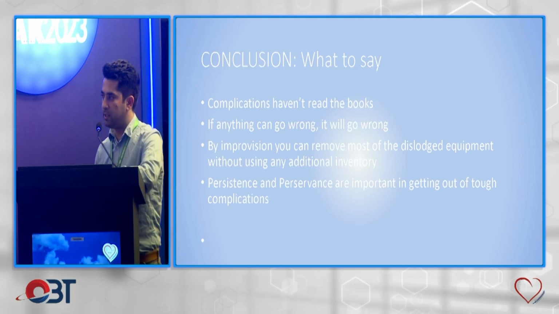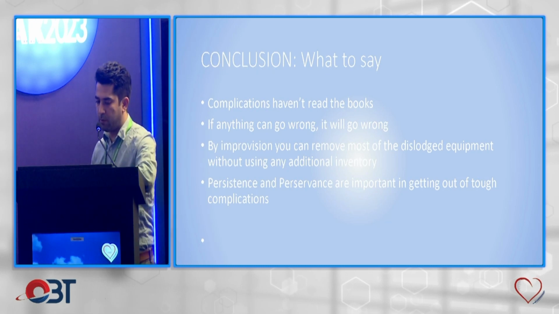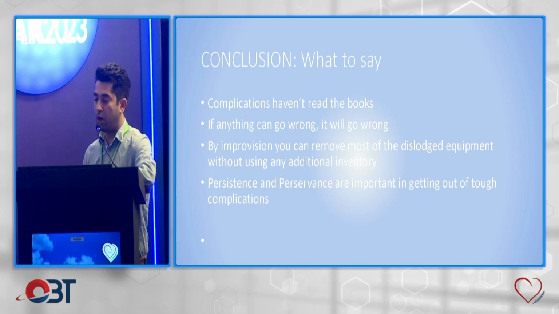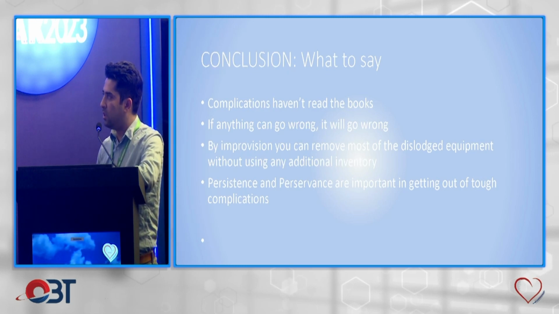So the conclusion is that complications haven't read the books. If anything can go wrong, it can go wrong. But by improvisation, you can remove most of the dislodged equipment without using any additional inventory. Persistence and perseverance are important in getting out of tough complications. And we have to hold our nerve in procedures where we face such complications.